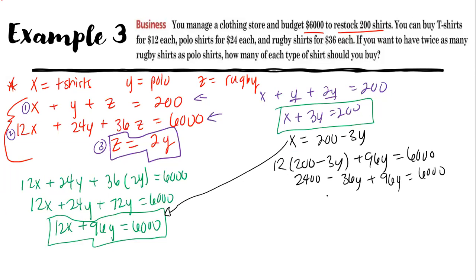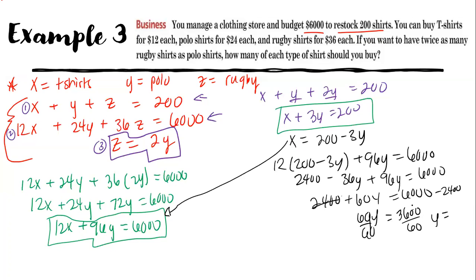Equals 6,000. So we have 2,400 plus 60y equals 6,000. Subtract 2,400. And we get 60y equals, is that 3,600? Yeah. And divide by 60. So we know y equals 60.